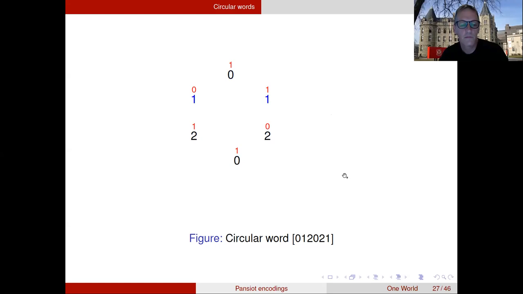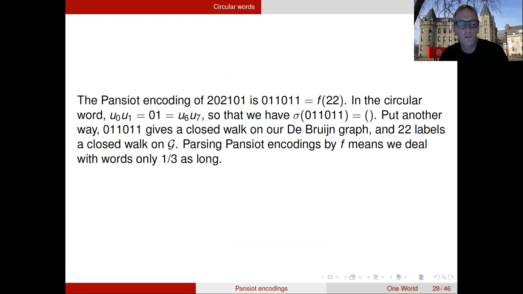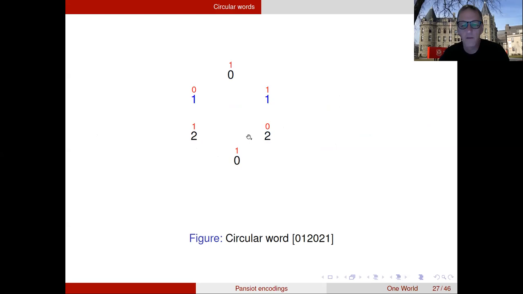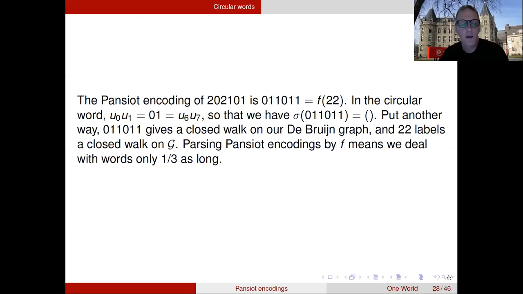So the Pansiot encoding of 202101 is 01010111. Now this may be a little bit confusing here. I've been calling this 012021. It comes from the beginning of VTM. However, I'd like to parse things into the blocks 011011. These are the blocks F, which I introduced earlier. So for that purpose, it's convenient to start my circular word at 2. So the Pansiot encoding of 202101 is 011011, which is F of 22.